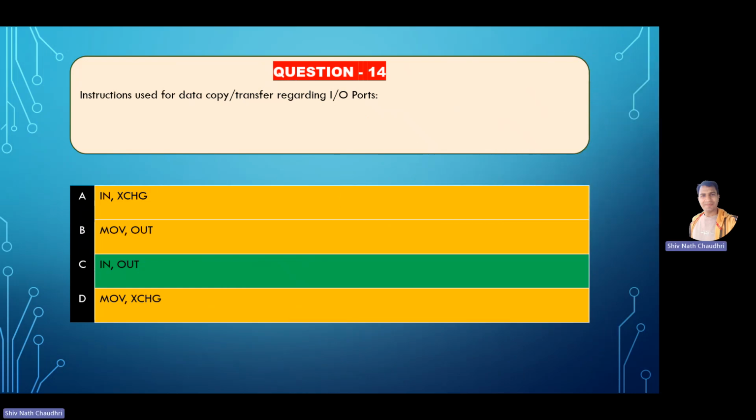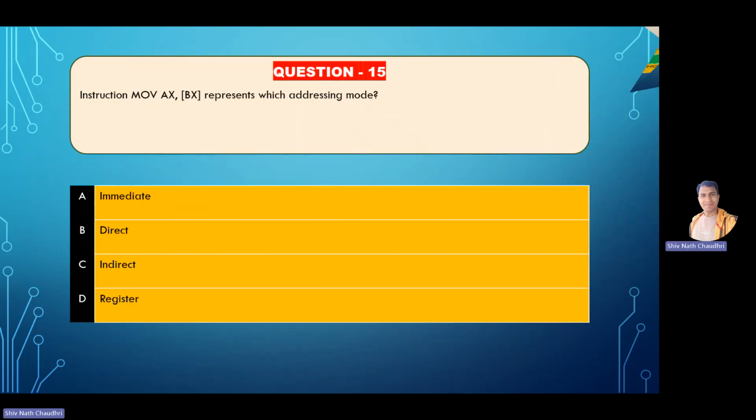For the 14th question, let's see what is the next question. Yes, the next question is about addressing mode. Instruction MOV AX, [BX] represents which addressing mode? If we talk about the registers given, register AX and register BX are both 16-bit registers in 8086, but the square bracket around BX shows we have to consider the content of register BX for addressing purposes. The content of BX can be considered as an address.